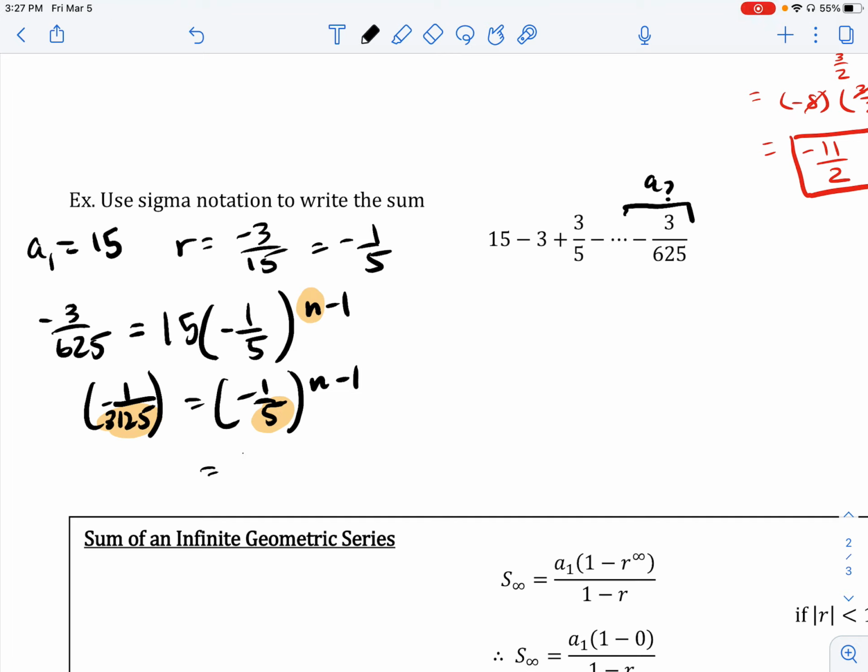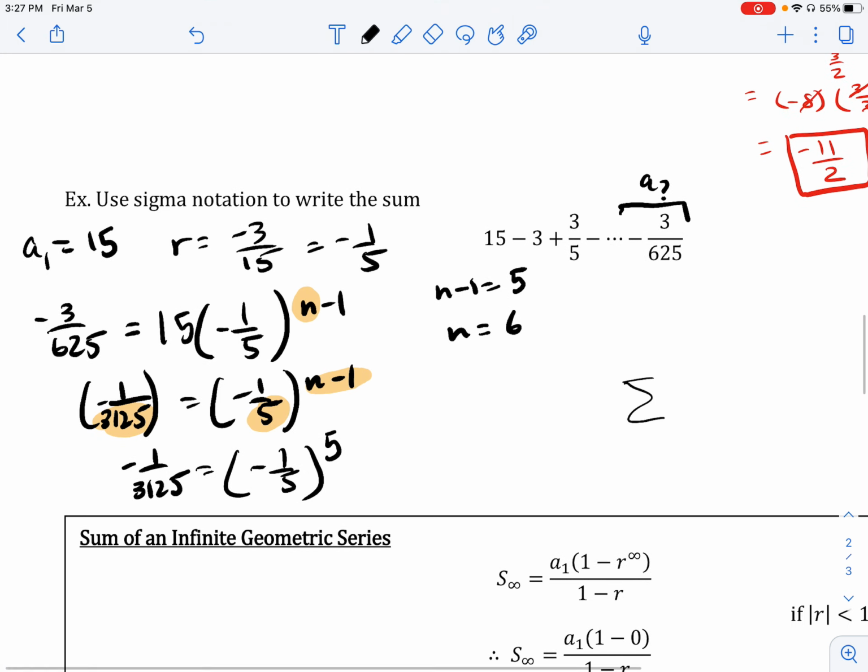I know that negative 1/5 to the 5th power gives me negative 1 over 3,125. Since I know those degrees have to be the same, I can say that n minus 1 is equal to 5. I wrote 6 earlier, I got a little ahead of myself. So since n minus 1 has to be equal to 5, n is equal to 6.